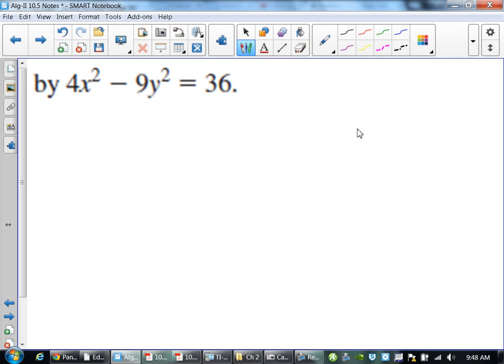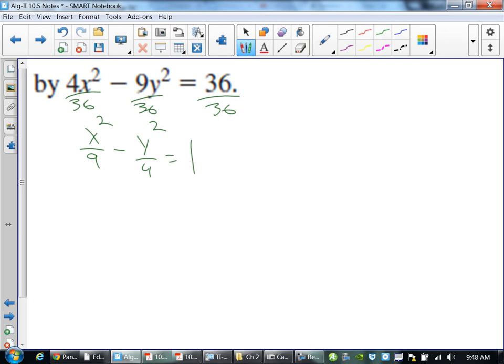What do you think you're going to do first? Divide by 36. Divide by 36, good. So we have x squared over 9 minus y squared over 4 is 1.